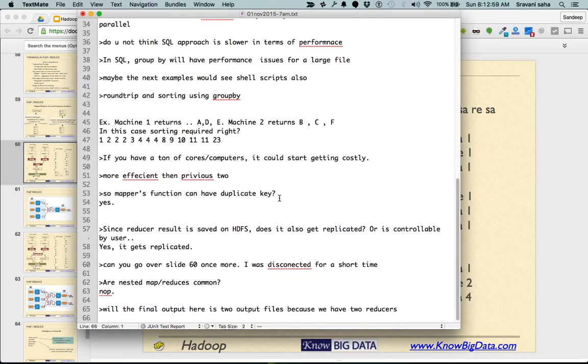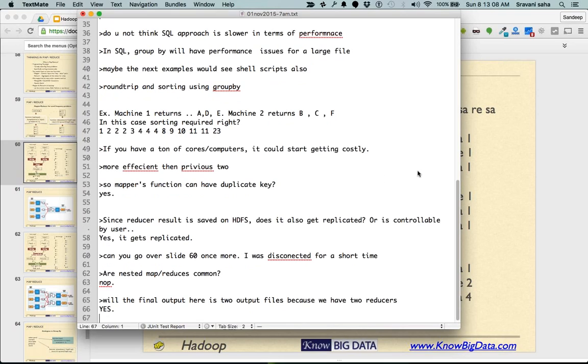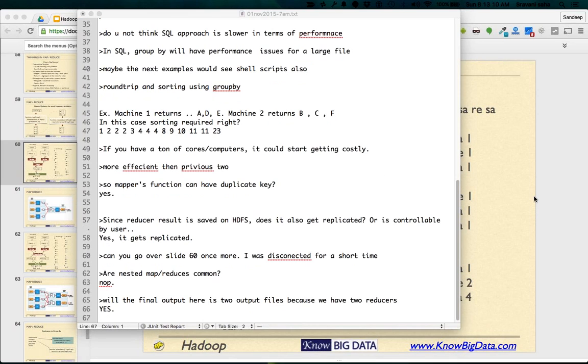Good. This is a good question from Harita. The question is, will the final output be two output files because we have two reducers? Yes, that is correct. There will be two output files.